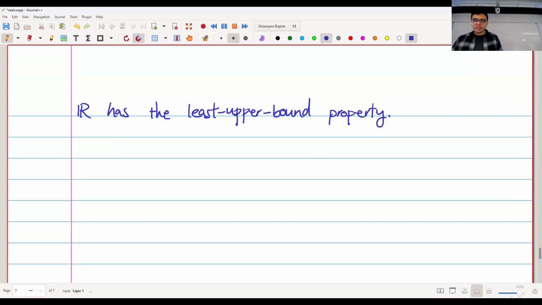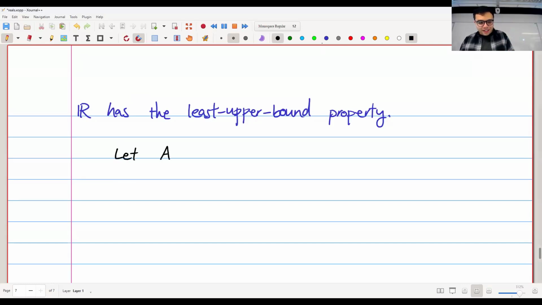Why? So remember what the least upper bound property was. What I'm saying here is that if I take a subset of real numbers, and if this subset of real numbers has an upper bound, then it has a supremum. It has a least upper bound. Okay, so let's do this. And of course, I'm talking about non-empty sets. I always forget to say non-empty.